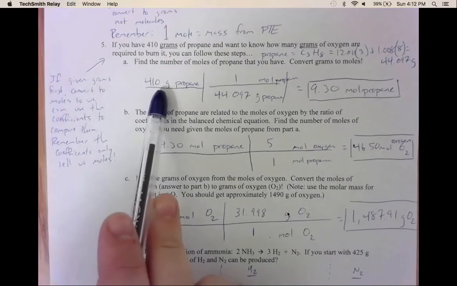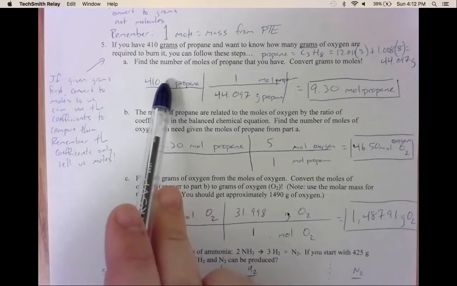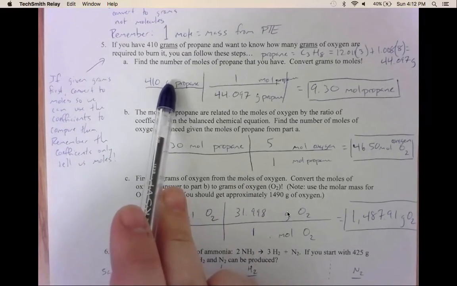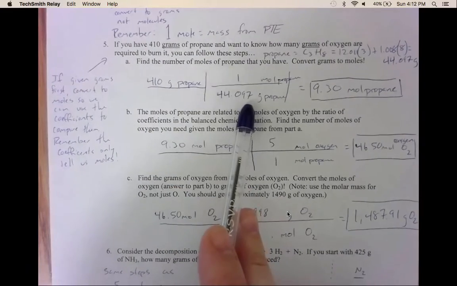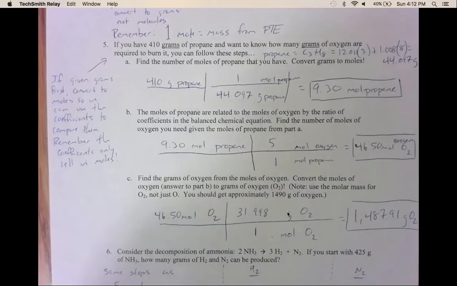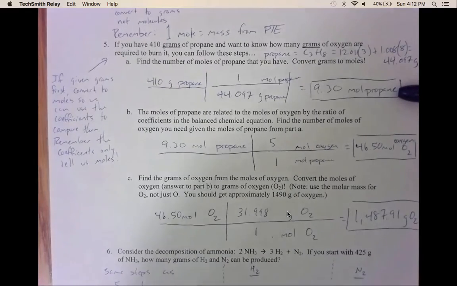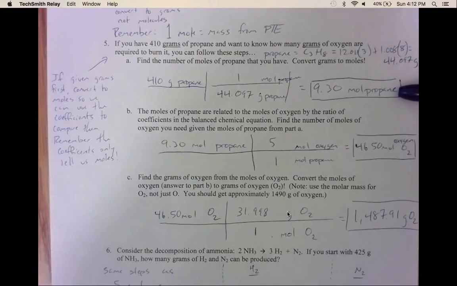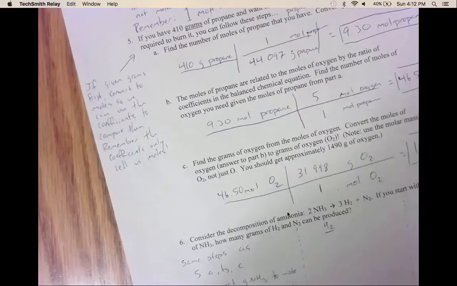Next, we would do our conversion. So we would set up our T. You would have your 410 grams of propane on the left. You need to put your grams of propane on the bottom with moles on top. So remember, this is our conversion to moles first. That would give us 9.3 moles of propane.